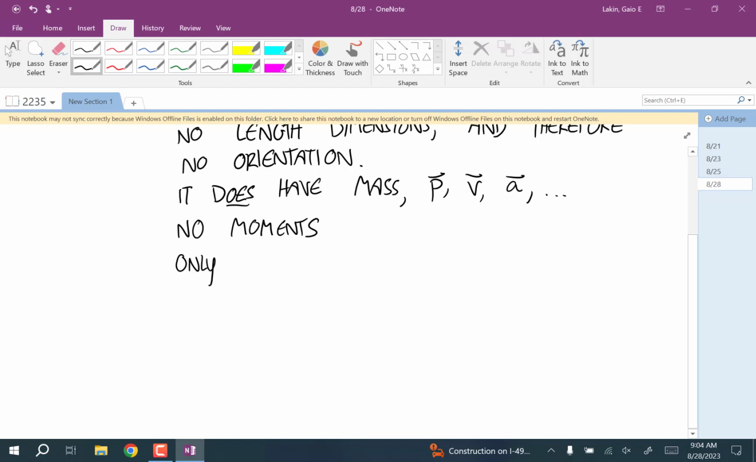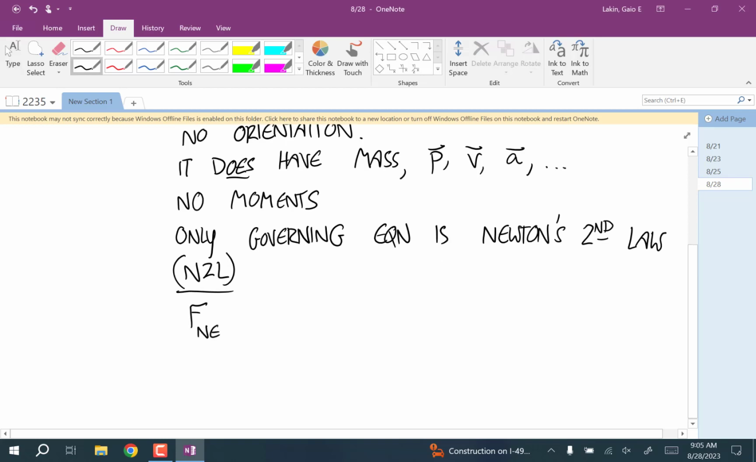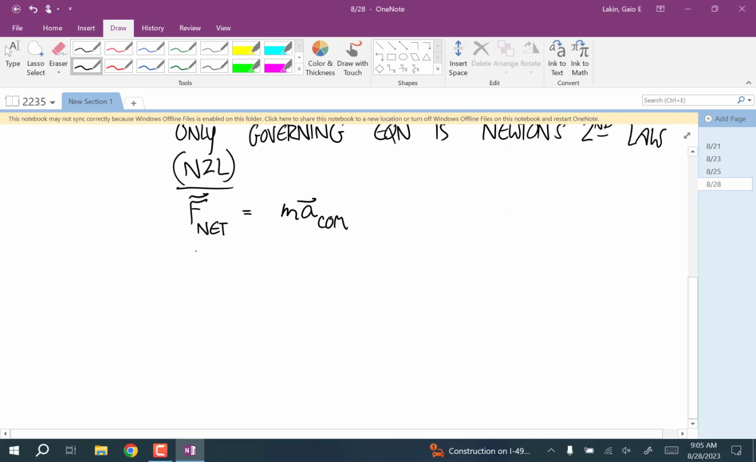And so the only governing equation is Newton's second law. I'm going to write this so many times, I'm going to just abbreviate it N2L, Newton's second law. So Newton's second law says F net is equal to the mass times the acceleration of the center of mass. Since we're talking about statics, everything in this class is going to be in equilibrium. There's not going to be any acceleration of the center of mass, and so our governing equation is just going to be the net force vector is equal to 0.